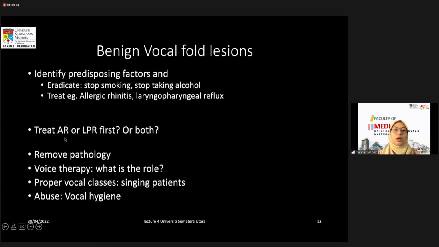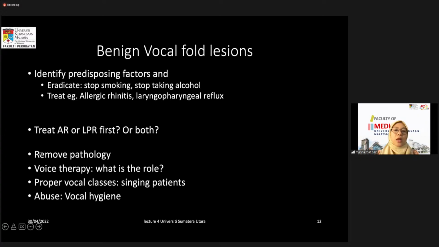So you go back to the history. What is the marked symptom? Are the nasal symptoms more marked? Or if the patient does not have nasal symptoms, but yet on examination you see post-nasal drip, and in the history the patient complains more of throat clearing and foreign body sensation in the throat, then you may want to treat possible LPR first. Okay. Or if the patient has both marked symptoms, then you may want to treat both at the same time.